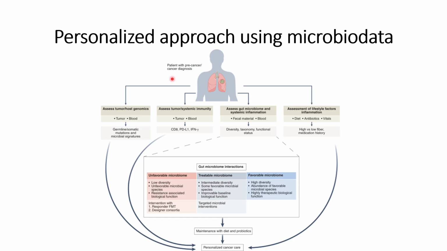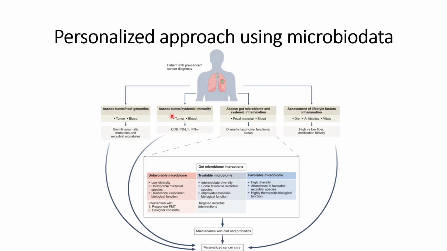paper, where for patients who are diagnosed with cancer, some studies can be done, that is, their tumors can be analyzed or their blood can be analyzed, to find out what mutations are present and their microbial signatures, that is, what bacteria are overexpressed or downregulated in their tumors and how they are related to pro-tumorigenic or anti-tumorigenic effects.